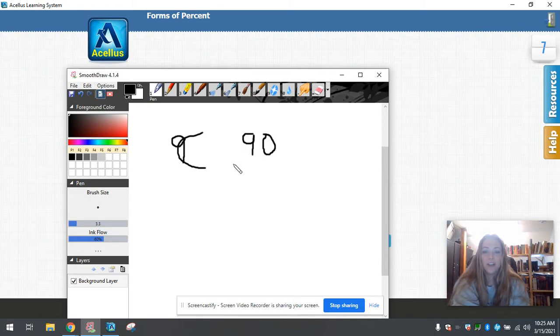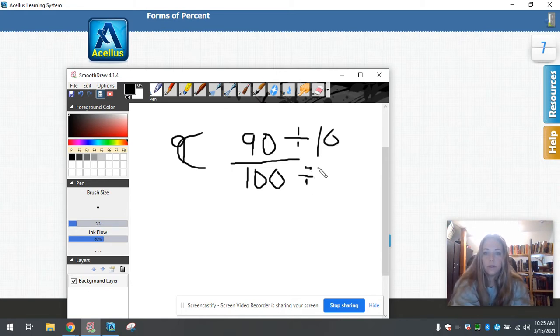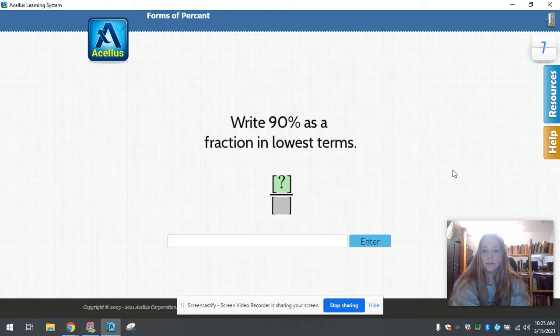90% written as a fraction is 90 out of 100. Now, that's pretty easy. Now I'm going to reduce. Both 90 and 100 end in 0. That means I can divide them both by 10, so I'm going to do that. 90 divided by 10 is 9. 100 divided by 10 is 10. I cannot reduce 9/10 any further. That is my answer.